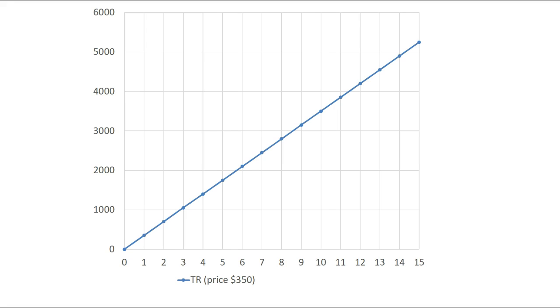If we graph that, we would see that we would have a different total revenue curve, which would be lower than the original total revenue curve when the price was $350. We can see that they start at the same point. Of course, if the firm produces 0 and sells 0, then the total revenue is 0. But now, as it produces and sells more, it will generate less revenue than at $350 because it's selling at a lower price. But again, it's a linear total revenue curve because the price is fixed.